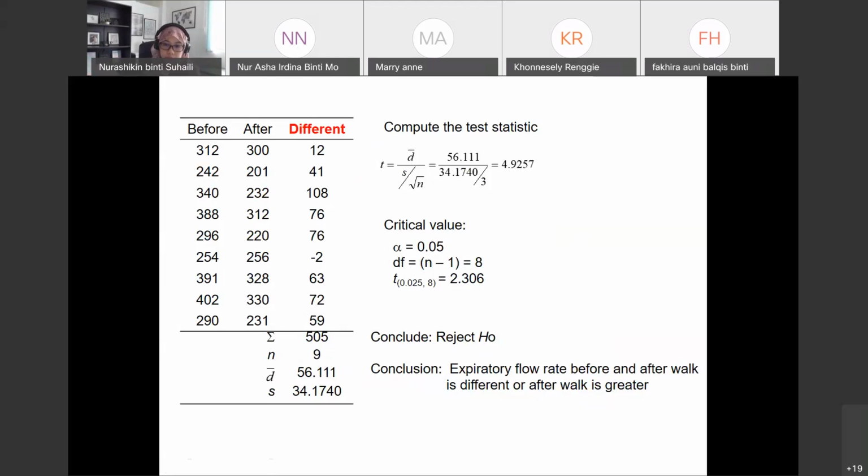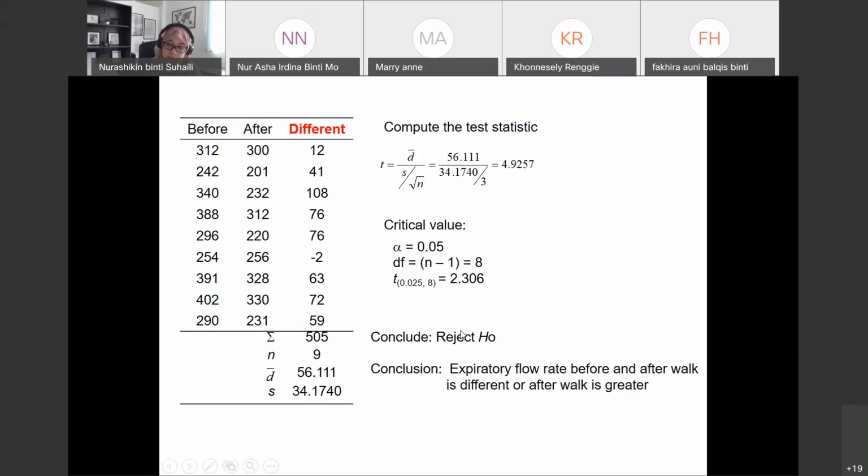The alpha is 0.05, that is the tile area. You have to divide by 2 in order to find the T value. So the T value is obtained by using the information of 0.025 and DF equal to 8. That is given as 2.306. Okay, so it's less than the T computed, right?